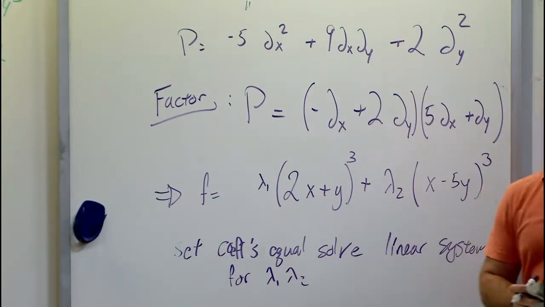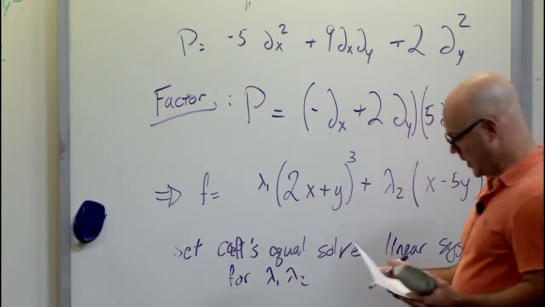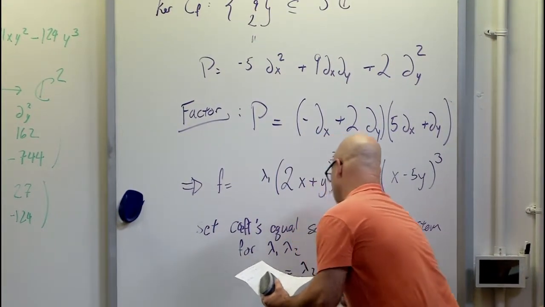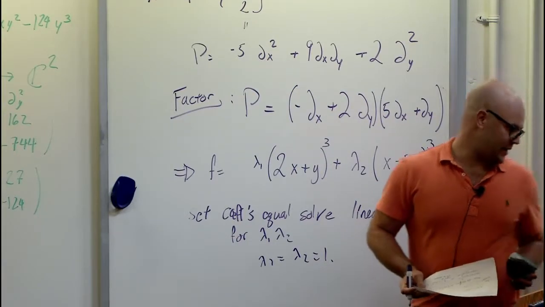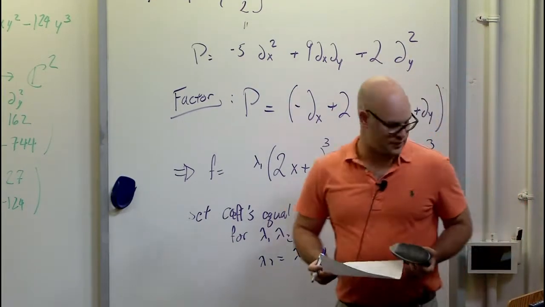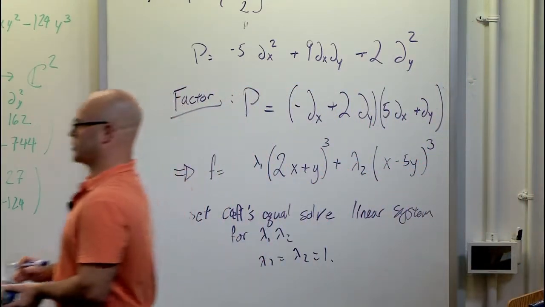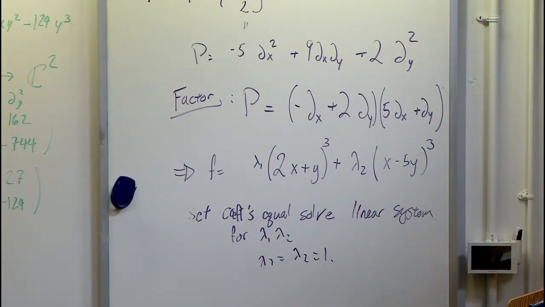So I don't know what the lambdas are, but I just solve an easier linear system, and I get lambda 1 equals lambda 2 equals 1 in this case. Okay, so it doesn't have to be 1, 1. Again, this is just for the exposition. Okay, so I found the decomposition.